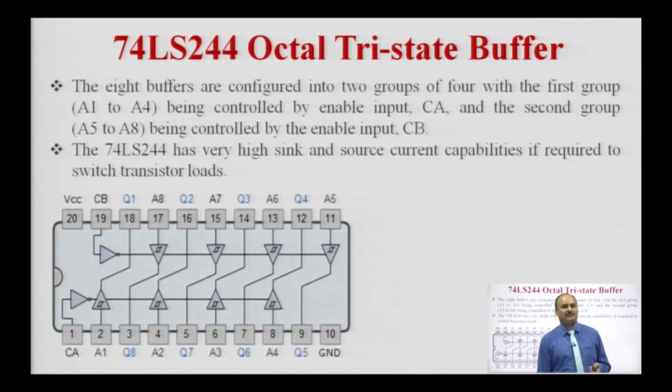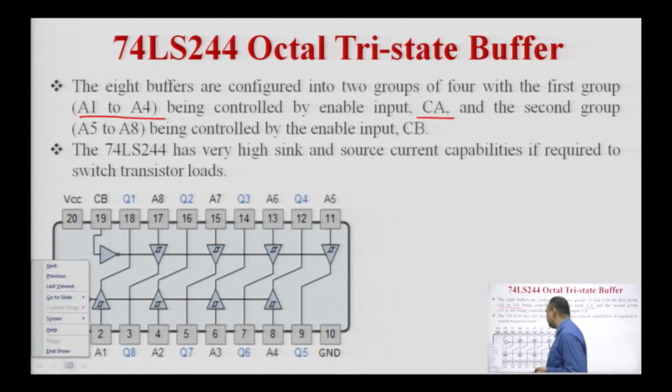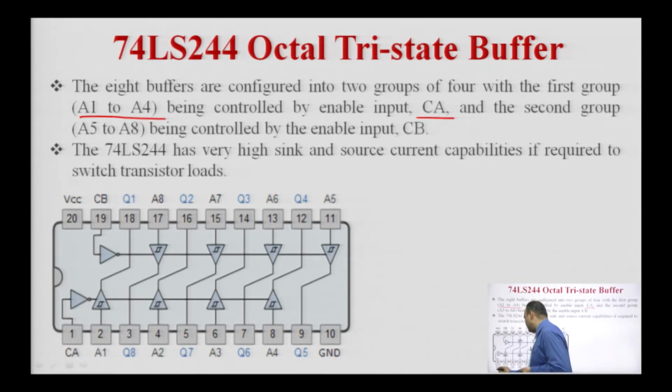The octal tri-state buffer, that is 74LS244, has 8 buffers configured in 2 groups of 4, with the first group designated A1 to A4 being controlled by the enable input CA. So, the first group, which consists of A1, A2, A3, A4, is controlled with the help of the control input CA. The other group consists of A5 to A8. Here A5, A6, A7, A8 are the inputs, and this group is controlled by the enable input CB.